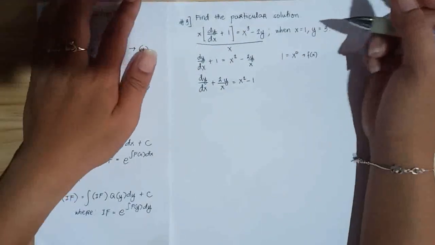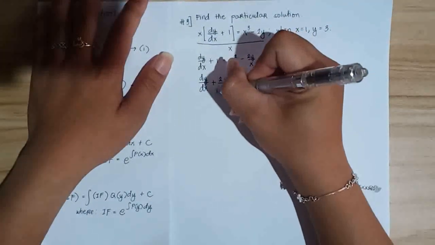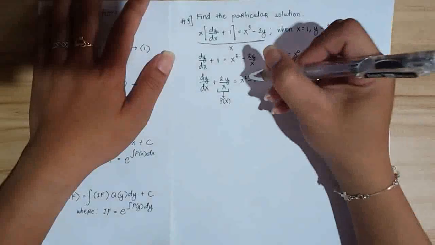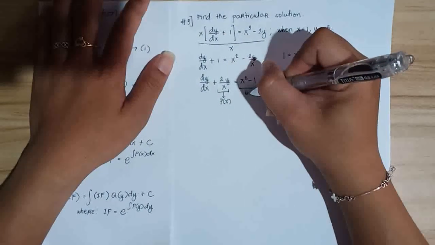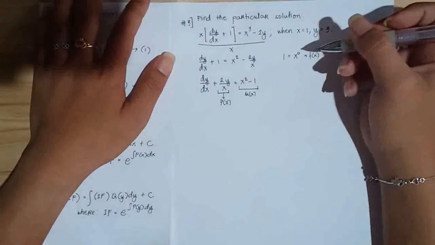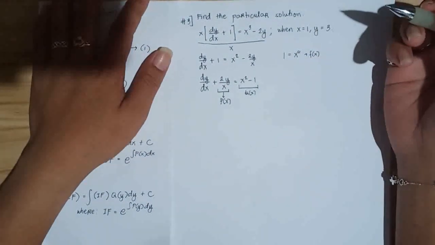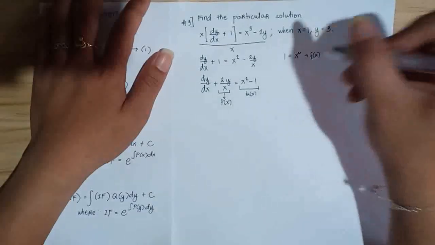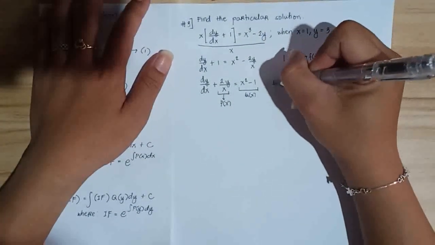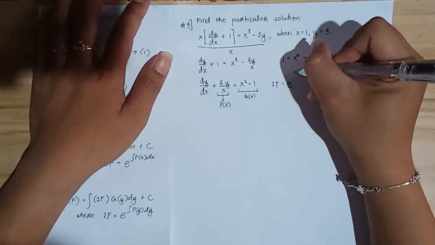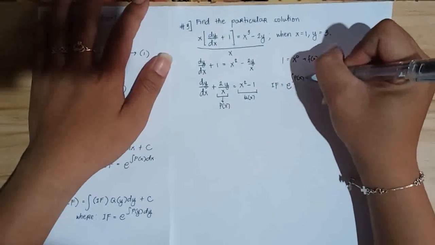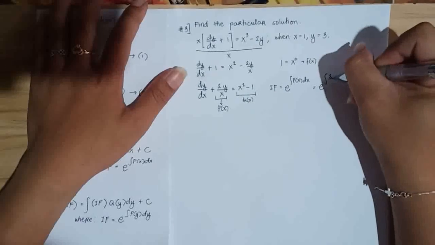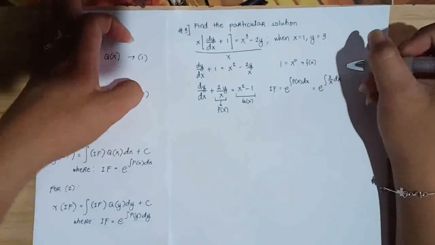So now identifying the values of p of x and q of x. In this case, you will now have your p of x, then the q of x. Now the p of x is 2 over x, then the q of x is x squared minus 1. Okay. Now, solving for the integrating factor is e raised to the integral of the p of x dx. You will now have e raised to the integral of the 2 over x dx.